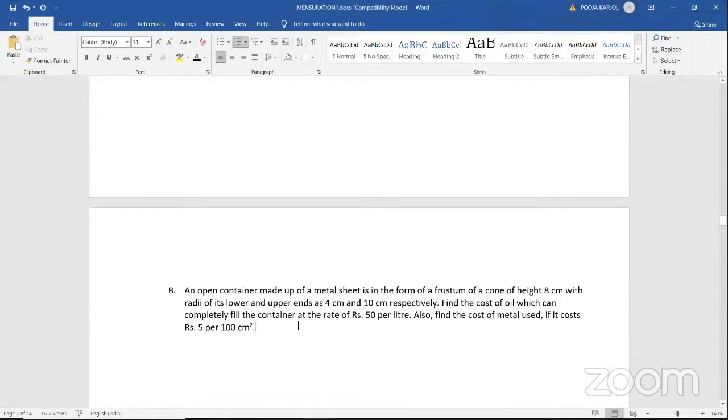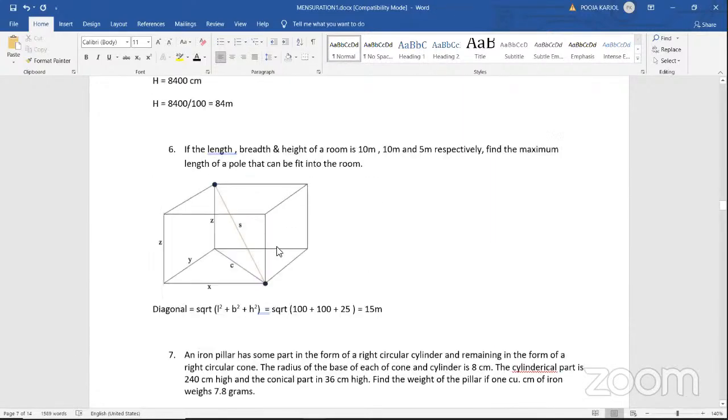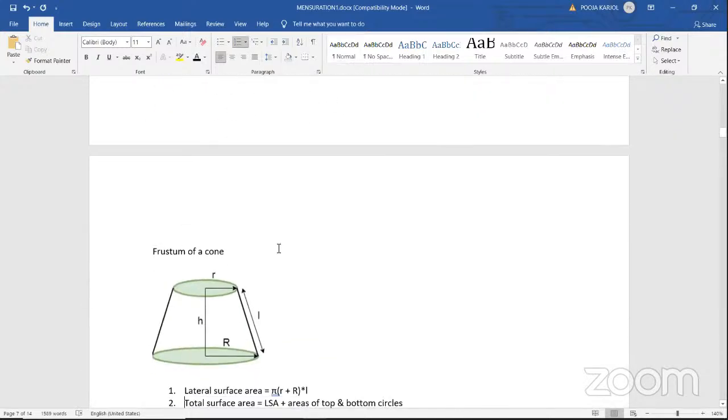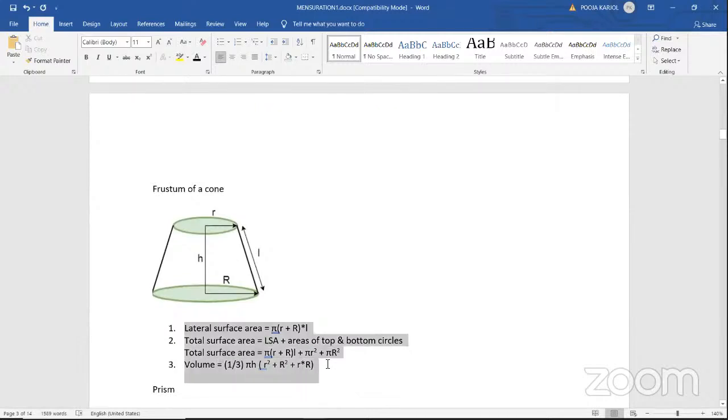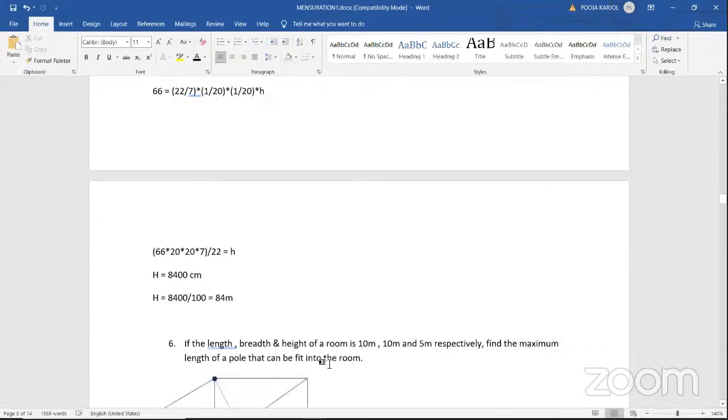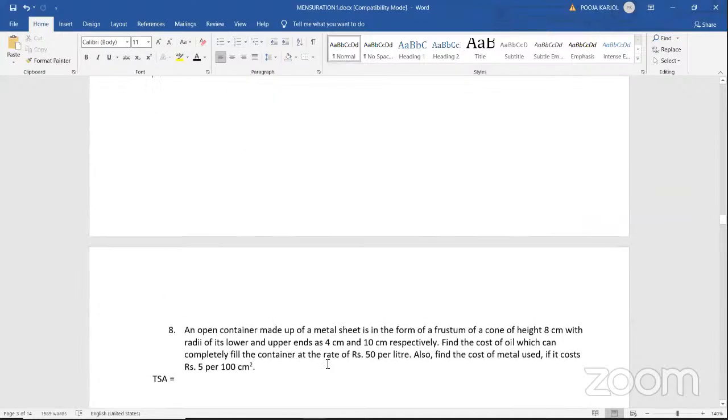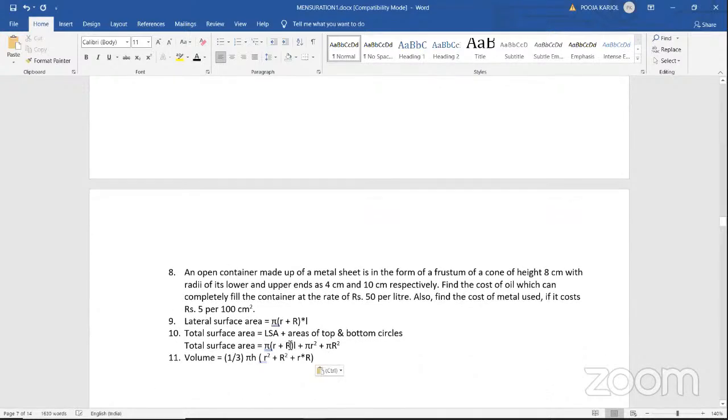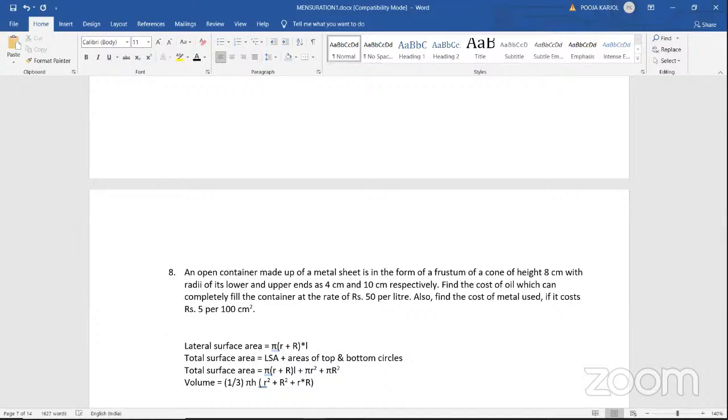Do you guys want to try it? Shall I give the formula? What is the total surface area of frustum? If you guys can remember. No? Okay, I'll give you one. Lateral surface area I have given, total surface area I have given, volume also is there. Try it.